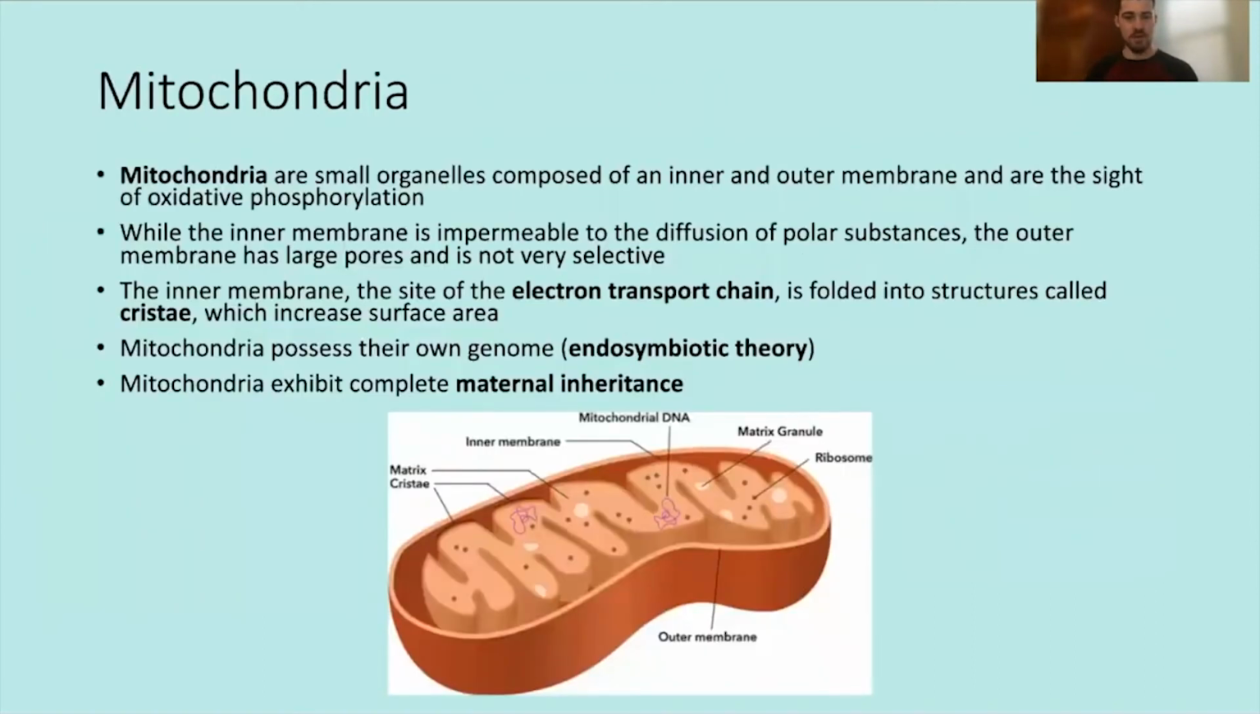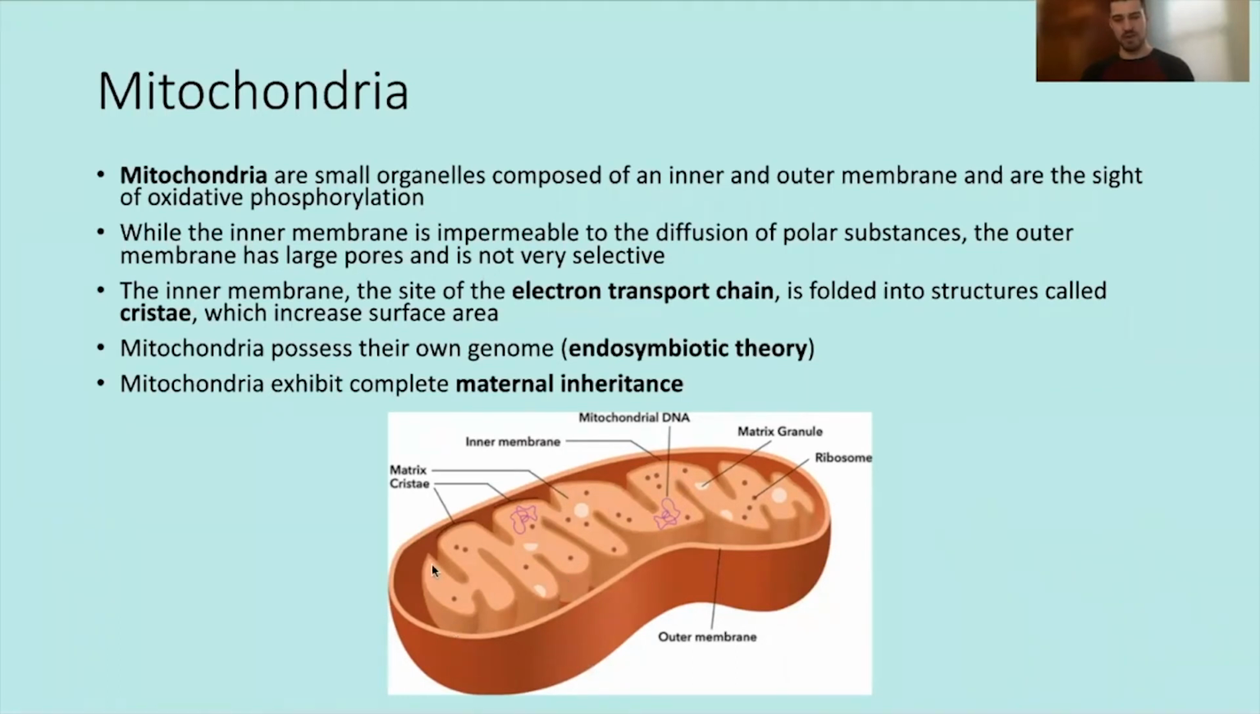Then we have the mitochondria. So mitochondria are small organelles composed of an inner and outer membrane, and are the site of oxidative phosphorylation. So while the inner membrane is impermeable to the diffusion of polar substances, the outer membrane has large pores and is not very selective. The inner membrane, the site of the electron transport chain, is folded into structures called cristae, which increase the surface area.